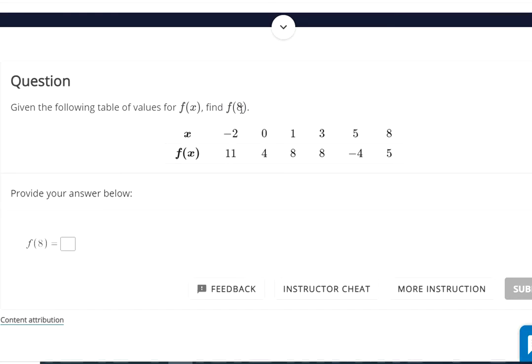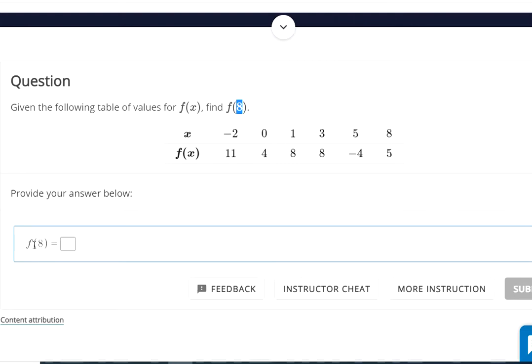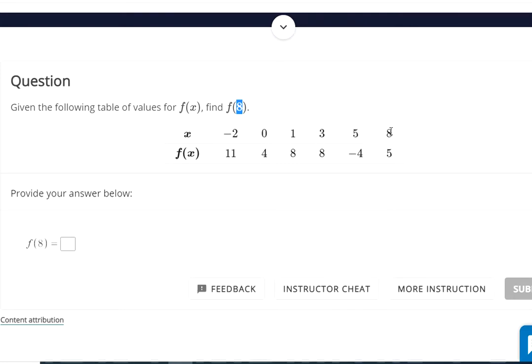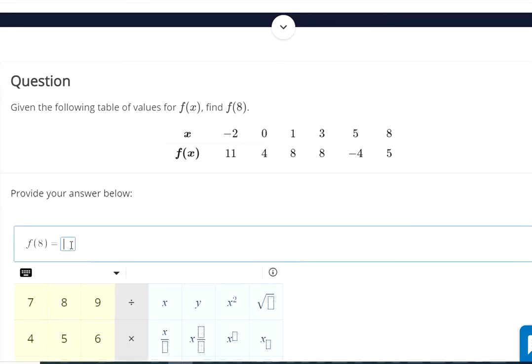That means you plug in 8 for x, because that's replacing the letter x in that notation. Plug in 8 for x and see what it spits out for y. So what's the y value when x equals 8? If we look at the table, here's x equals 8. The y value is 5.